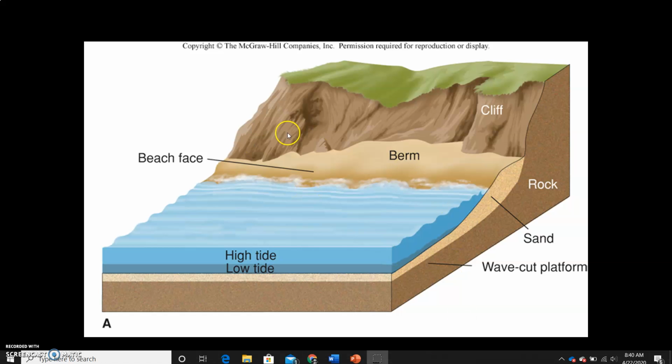We have basically the cliff face in the back here. We have the berm, which is the next closest part to the cliff, and then we have the beach face in front here. It's showing a high tide and a low tide in this darker blue color, and then we have a wave cut platform here that's been eroded by the wave action.